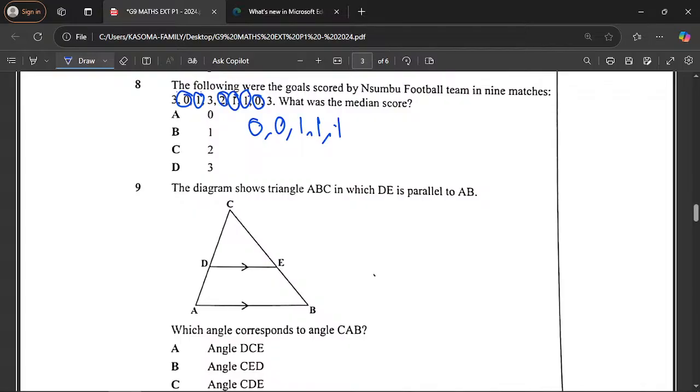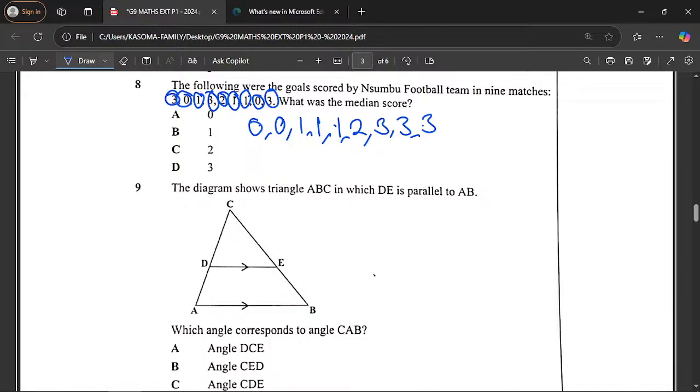Then we have 2. Okay, then we have 3. Again, we have 3 here in the middle. Again, we have 3 as the last one. Now, as you can see, there is no number that is not circled. That means I've recorded all the numbers. I've circled all the numbers.